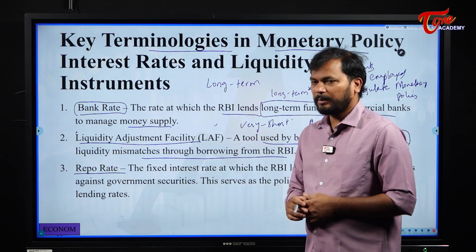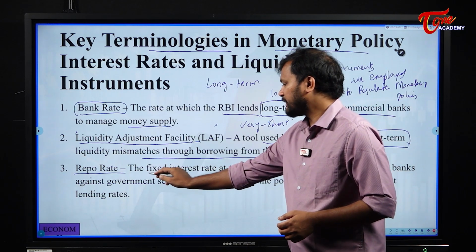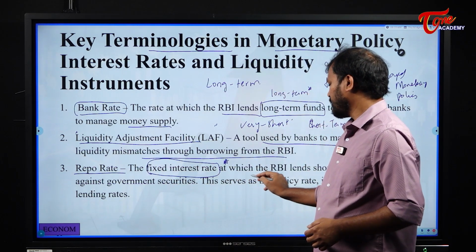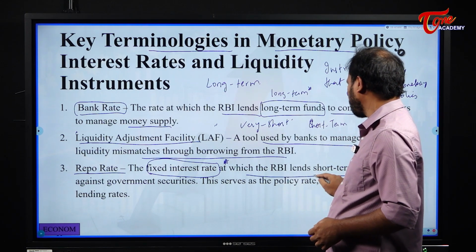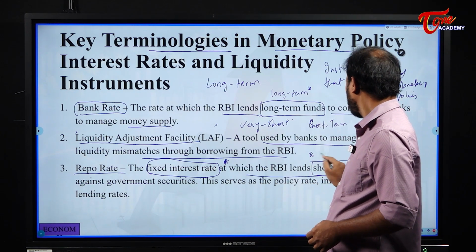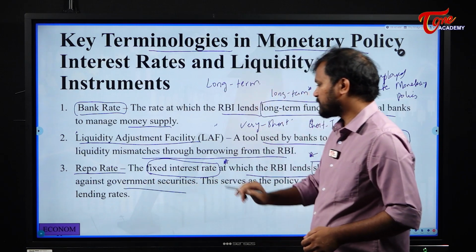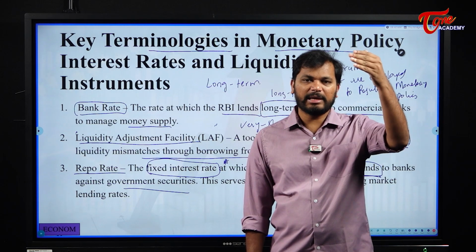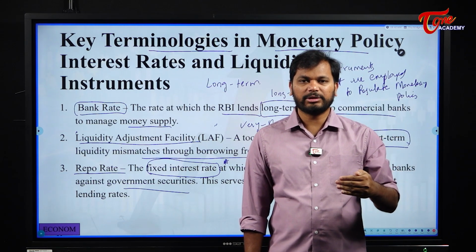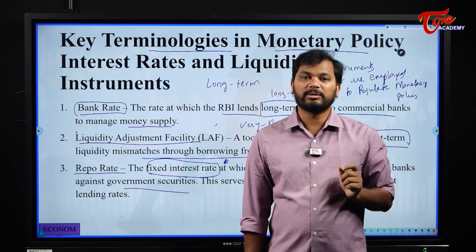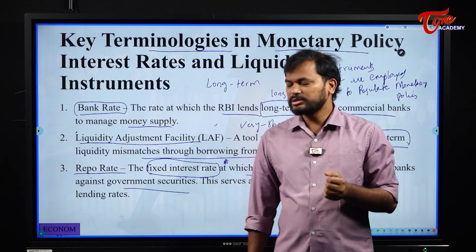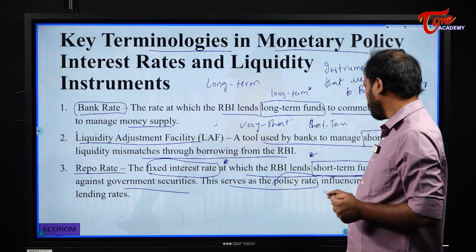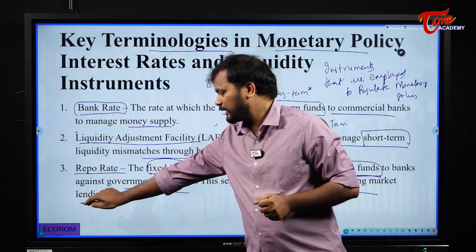Next, the repo rate. The repo rate is the fixed interest rate. Mind this word, fixed interest rate, at which the RBI lends short-term funds to banks against government securities. Repo rate is the fixed interest rate at which the RBI lends money to the banks on a very short-term basis. That is what is called the repo rate. This serves as the policy rate influencing market lending rates.